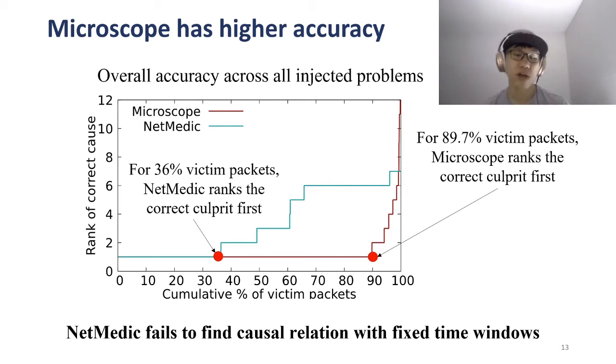For the rest 10% victim packets that Microscope failed to rank the correct culprit first, we manually checked the queuing data to see what was happening. Our observation is that for those victims, almost all of them are caused by concurrent noisy events. For example, when we inject traffic bursts, interrupts could also happen in the meantime in some network functions, which also contribute to the same problem, so that interrupts should also be a culprit.